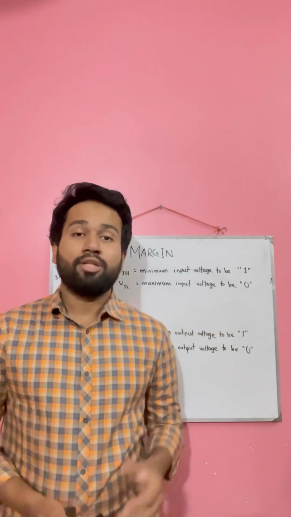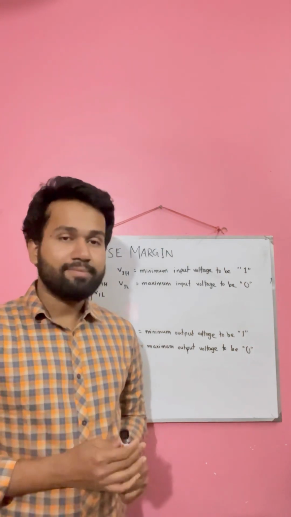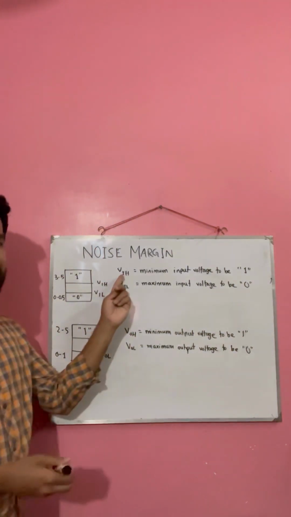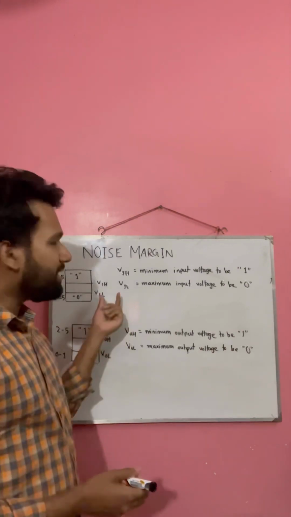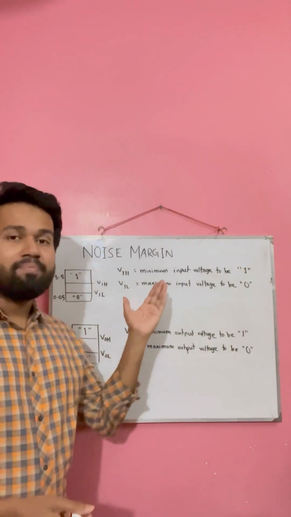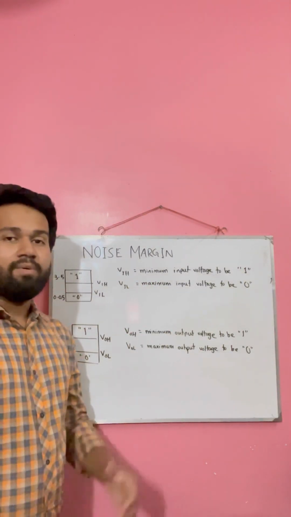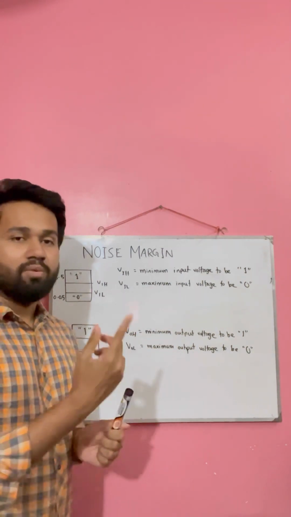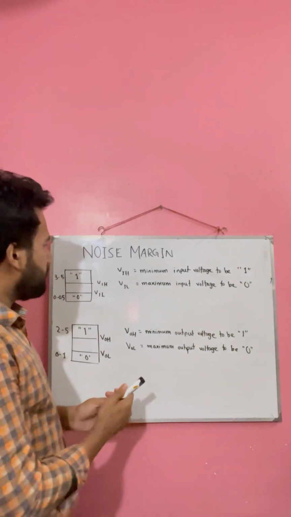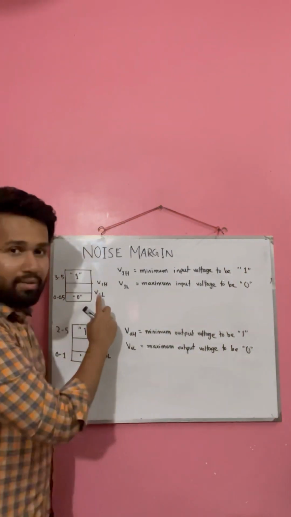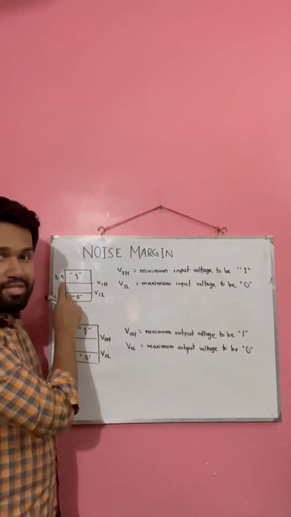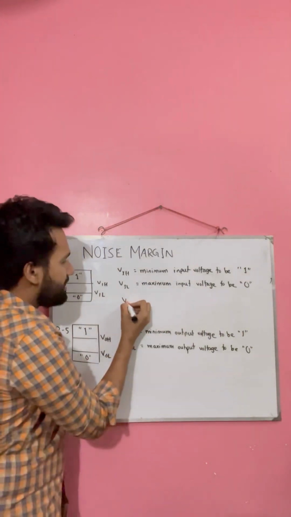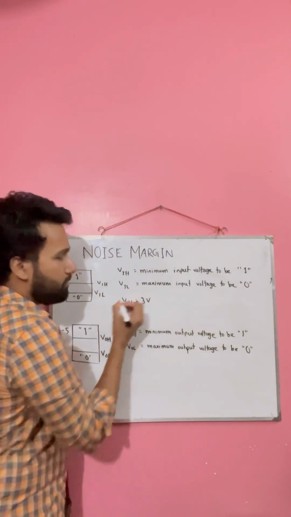So, for understanding the noise margin, we need to know some parameters. From input perspectives, there are two parameters: VIH and VIL. The VIH is the minimum input voltage for which our given voltage level will be considered as the signal 1, that is high state logic. So here you can see that our high state logic is defined between the range 3 to 5 volt. So here the minimum voltage is 3. So here VIH is equal to 3 volt.